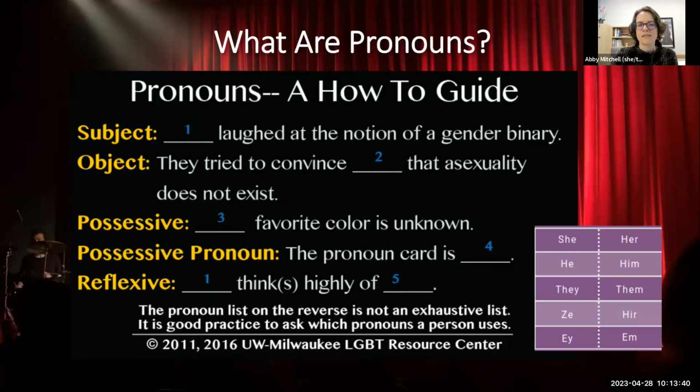All right. So for the first one, for the subject, you would just say, they laughed at the notion of a gender binary. For the object, they tried to convince them that asexuality does not exist. For the possessive, their favorite color is unknown. Possessive pronoun, the pronoun part is theirs. And for reflexive, they think highly of themselves. So those would be some examples of how you would use these.